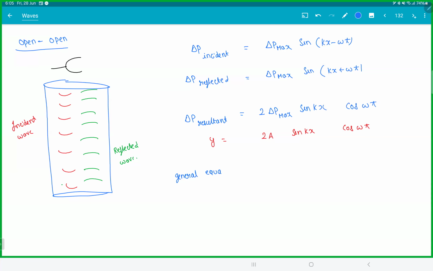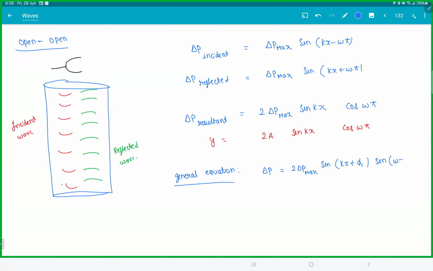So, if in any book or any question you see something else, don't get scared. This is not the general one. So delta P would be 2 delta P max sine of kx plus phi 1. This is the most general form, which we have done in standing waves.